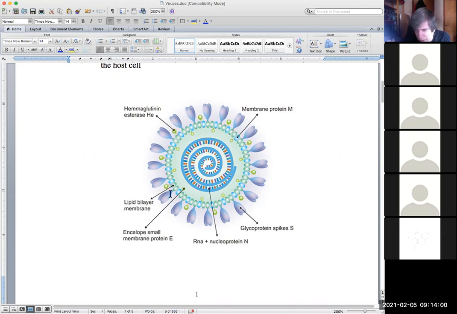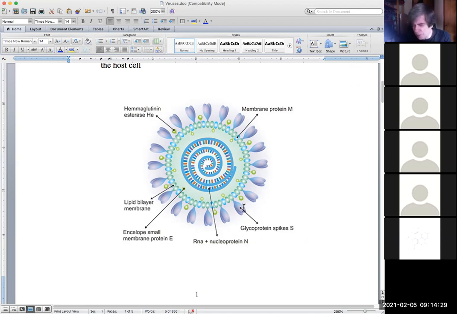So if we look at this circle made up of smaller ovals here, this represents the viral envelope. And this is a lipid bilayer, a phospholipid bilayer. It was taken from the cell that this virus infects. And then every once in a while, there are some little blue ovals. The blue ovals represent membrane protein M.